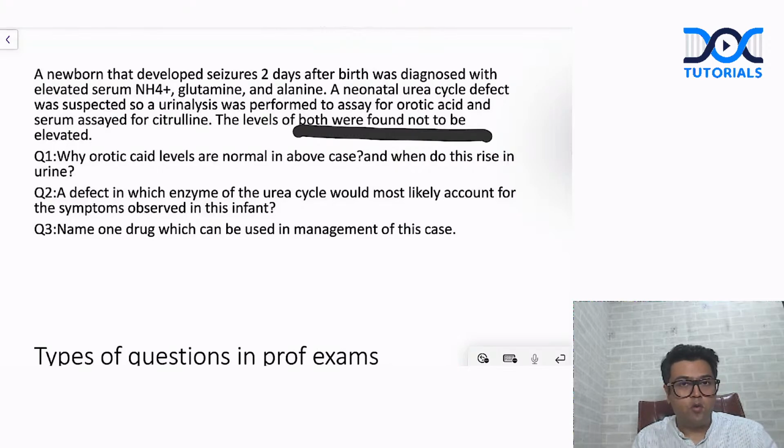We are talking about which enzyme defect can cause such symptoms, why uric acid levels are normal in the above case, and in which case they rise and why they rise, right? They can ask you like that. And name one drug, name.